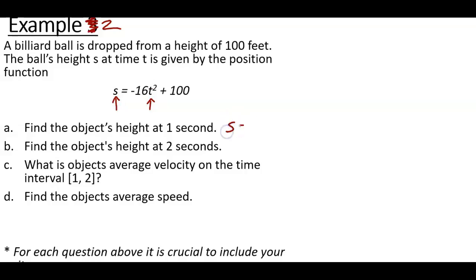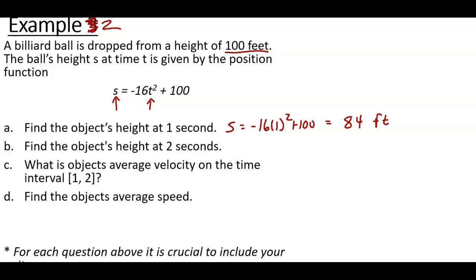So s is equal to negative 16 times 1 squared plus 100. And that's going to give me 84. Now 84 what though? Feet. So at t equals 1 second, my object has a height of 84. So it started off at a height of 100 feet, and then it's dropped, and after 1 second's gone by, now it's at 84 feet.